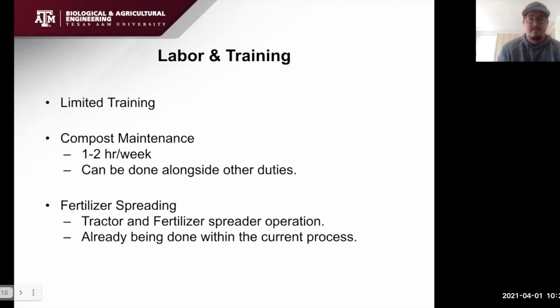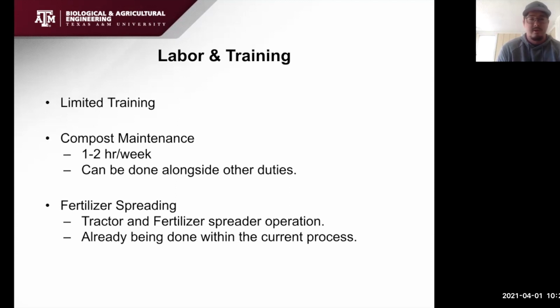So obviously, with this labor, it's not a lot of training that the employees would have to have. They can do those duties alongside their general farm work, and if anything, they're not preparing the pre-made fertilizer. So this would just be a transition to this new duty for them. Another thing, like I said, the compost maintenance would be only a couple hours a week, and they can do that along with their general farm work.